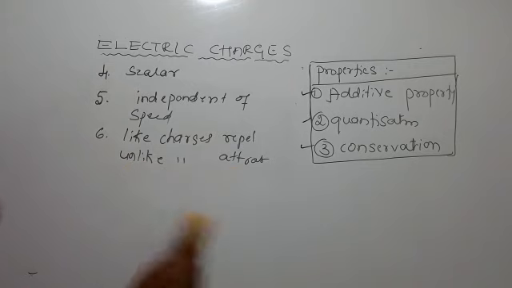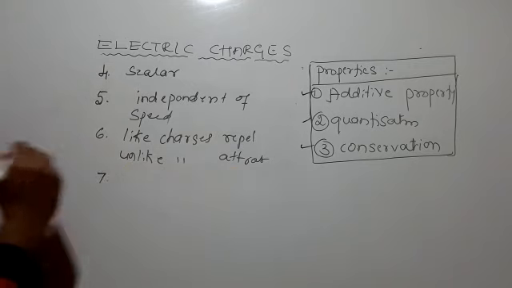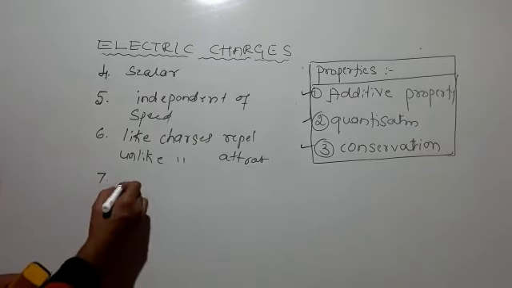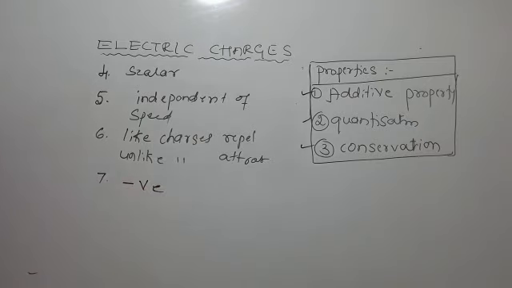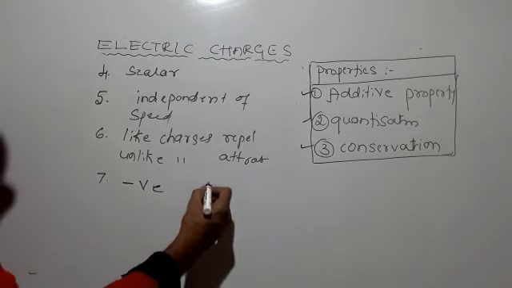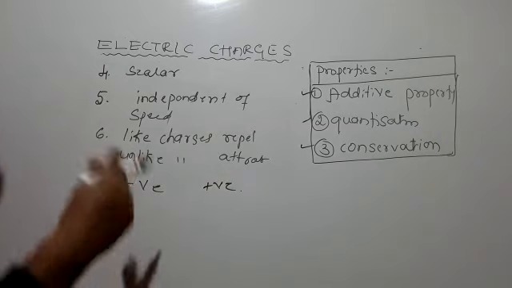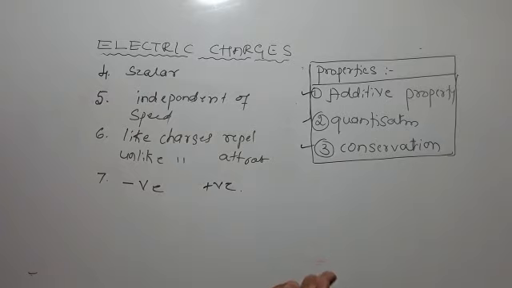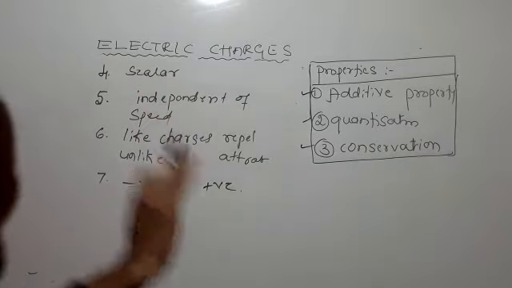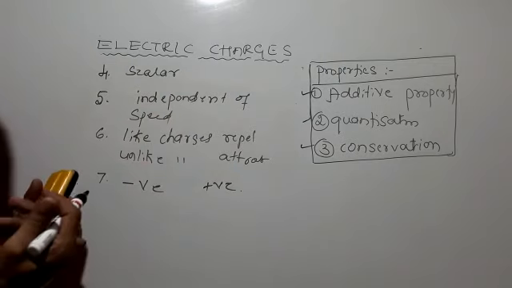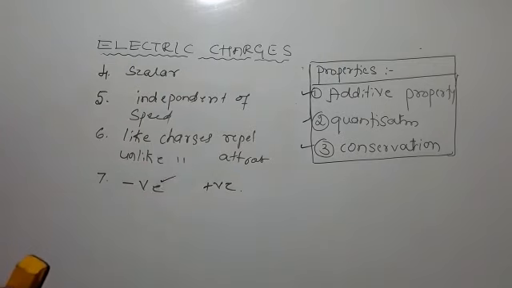Then the seventh property: the body which gains electrons becomes negatively charged. The body which loses electrons becomes positively charged. Say for example, if you want to make a conductor positively charged, remove electrons from it. If you want to make a negatively charged body, then add electrons, because a body which gains electrons becomes negatively charged, and one which loses electrons becomes a positively charged body.